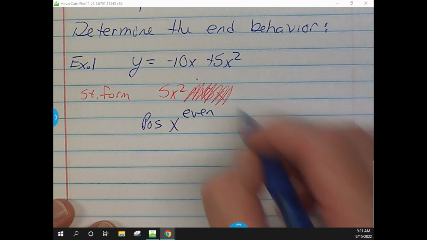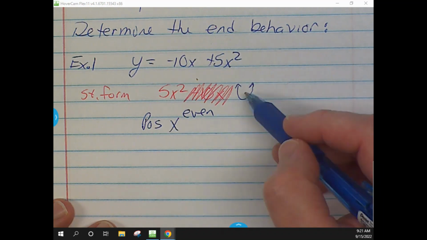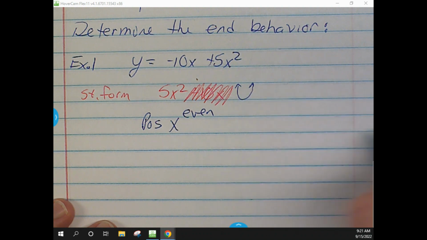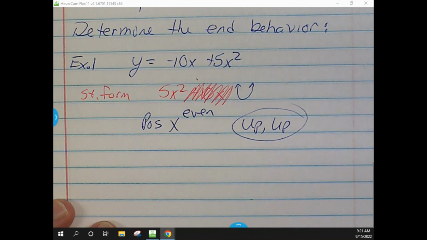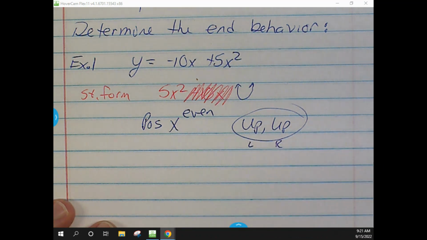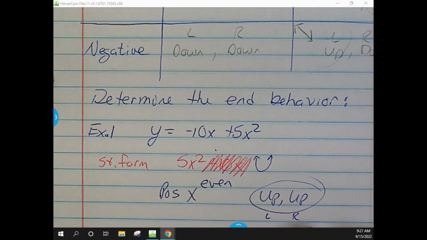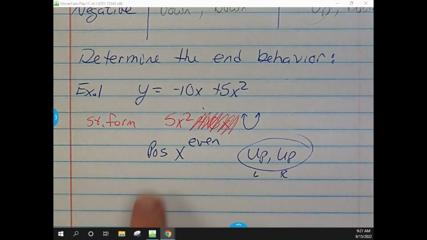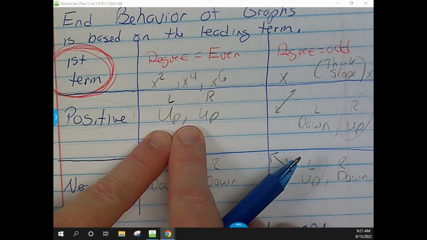So if you had to graph 5x squared, we know from everything we did in quadratics it would look like this. Left side's up, right side's up. So the answer for this one would be up and up. Because the left side will always be first, the right side will always be second. Again, you basically go back and put the spots here. We got positive and even. There's positive, there's even. That puts you right here. So it's up and up.